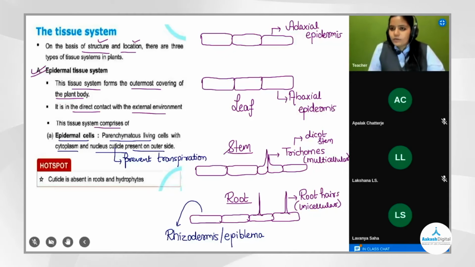But as we do not need any kind of transpiration in case of roots, you will say cuticle is absent in roots. Second, because hydrophytes are those plants which are already present inside water, there also we don't need this cuticle. So there are two cases in which the cuticle is going to be absent, and that is going to be your roots and hydrophytes. Okay, so I hope everyone is clear.